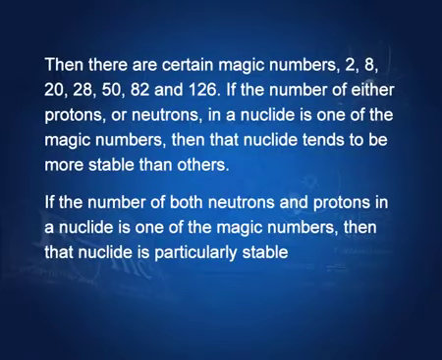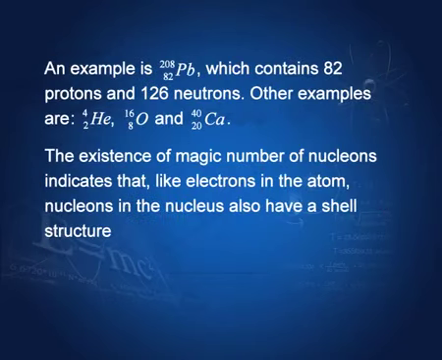If the number of both neutrons and protons in a nuclide is one of the magic numbers, say 20 neutrons and 20 protons, or 20 neutrons and 8 protons, and like that, then the nucleus is particularly stable. An example is this lead-208, which contains 82 protons, 82 is one of the magic numbers, and 126 neutrons, which is also one of the magic numbers. So, both the number of protons as well as the number of neutrons are magic numbers, and therefore, this is a very stable nucleus. Other examples are helium-4, oxygen-16.